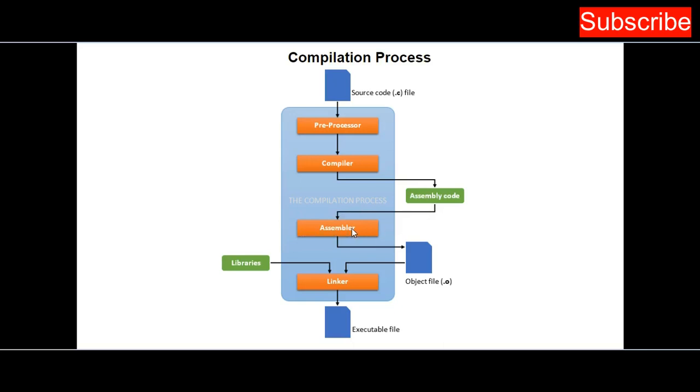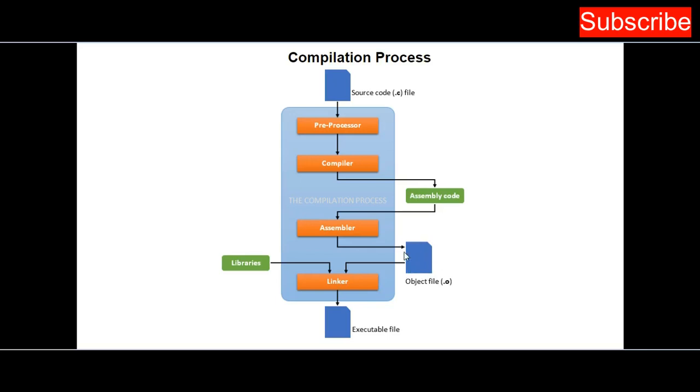What the assembler does is convert this assembly code into an object code. This object code is the binary code that can be executed by the computer. So the assembler takes that assembly code and converts it into an object code. The object code extension is usually .o. And the last thing is the linker.